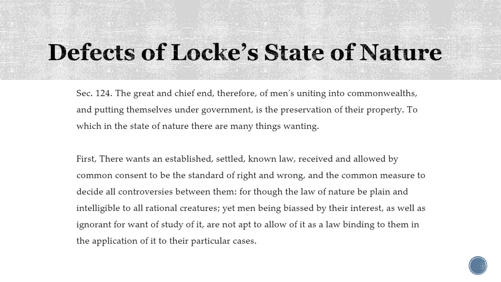And so this is sort of so important that I've gone ahead and just quoted Locke directly here. So in section 124, he says, "The great and chief end, meaning goal, therefore, of men's uniting into commonwealths and putting themselves under government is the preservation of their property, to which in the state of nature there are many things wanting." That is lacking, right? And so notice he focuses on property. Remember, those three big natural rights are life, liberty, and property. The most important of them for Locke was property.